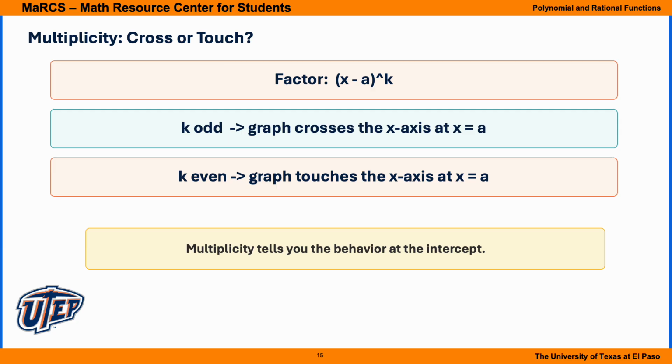So the multiplicity of a 0, or how many times that 0 is repeated, can tell us the behavior of that 0. So when we have an odd multiplicity of that 0, that means that the graph will cross the x-axis at x is equal to a. When we have an even multiplicity, that means that the graph will touch the x-axis at x is equal to a.